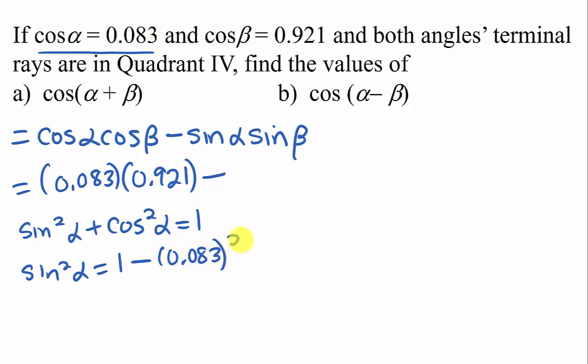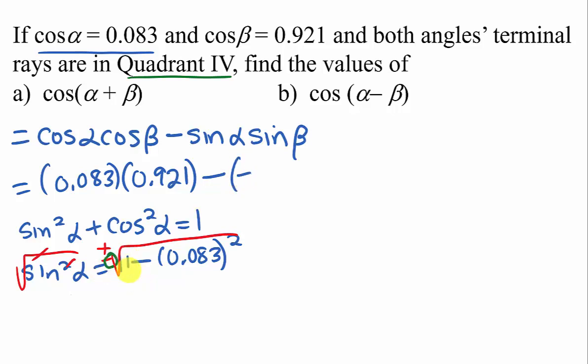0.083 squared. And now we're going to square root both sides. We have to remember to plus minus when we square root both sides. And then I'm going to determine which I need, and it says I'm in quadrant 4. Well, in quadrant 4, sine values are negative, so I need the negative of this. So when I put this answer in, it's going to be negative.